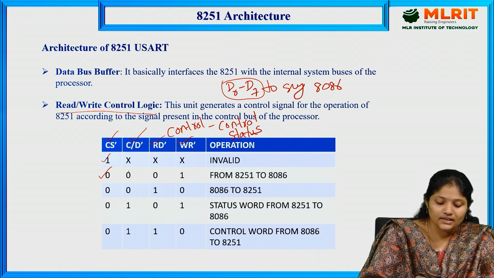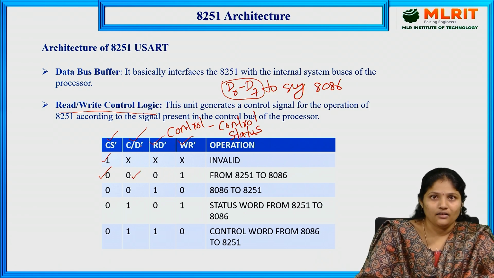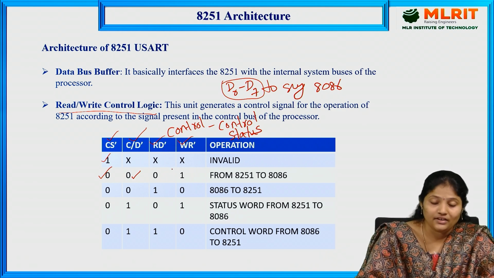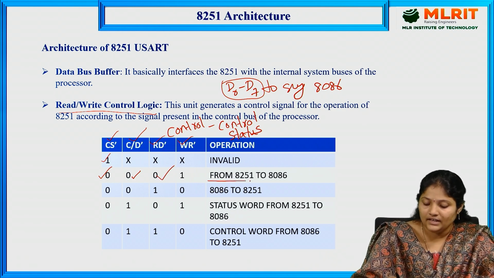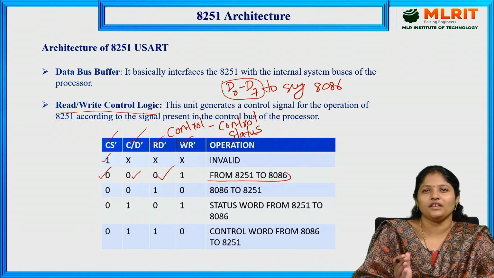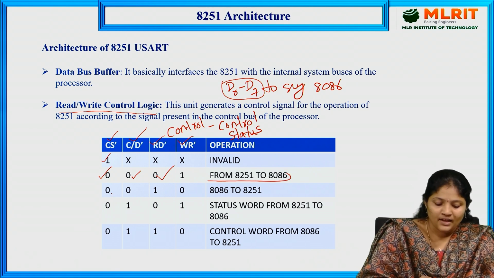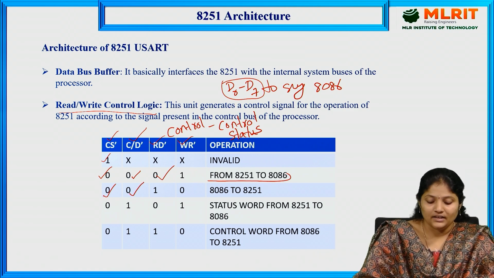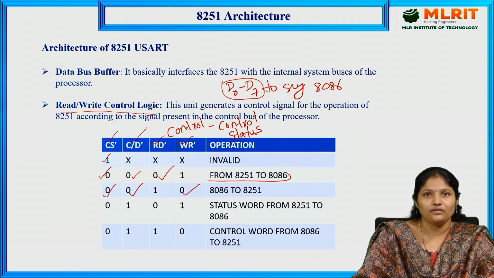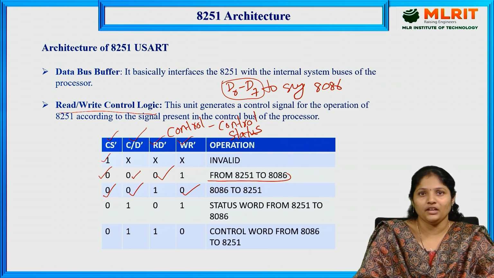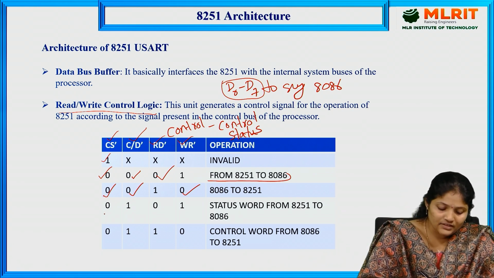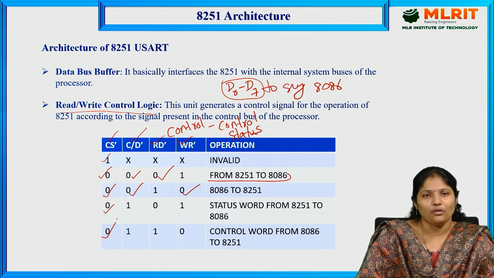If C by D bar is 0, it means the data will be moving or receiving. So here RD bar, the data will be read. Reading means it will get the data from 8251, from other peripheral devices, to the 8086 microprocessor. And the chip select is 0, and if C by D bar selects data, and WR bar is 0, then the write operation will be done. So 8086 is writing the output to other peripheral devices using the 8251 USART. So here the chip select must always be 0, then only the operation will be done.